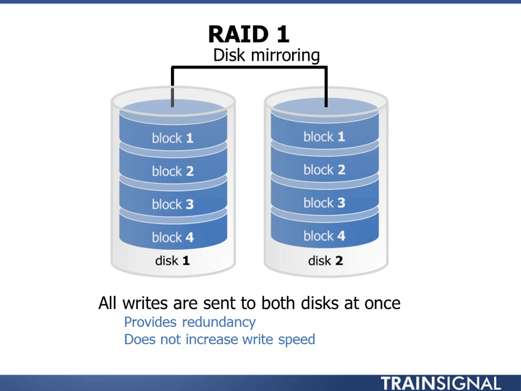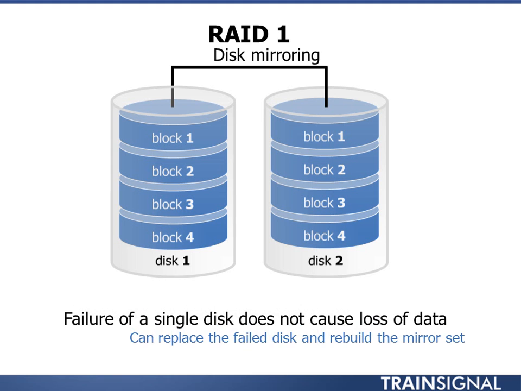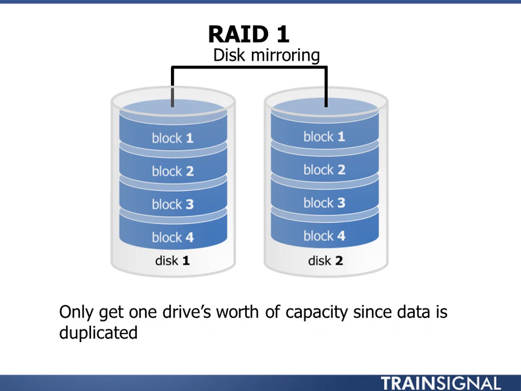All writes are sent to both disks at once, provides redundancy, does not increase the write speed. Reads are serviced from either disk, speeds up reads as both disks can service the requests. Failure of a single disk does not cause loss of data. You basically pull that drive out, slap another one in, and have it rebuild the set. Some arrays will do it automatically, some you have to say go do that, but in the end it's going to copy everything from disk 1 back to disk 2. You only get 1 drive's worth of capacity since data is duplicated. Fairly obvious, but if those are 1 terabyte drives, I'm only going to have 1 terabyte usable because the other one is going to be a set of mirrored data.